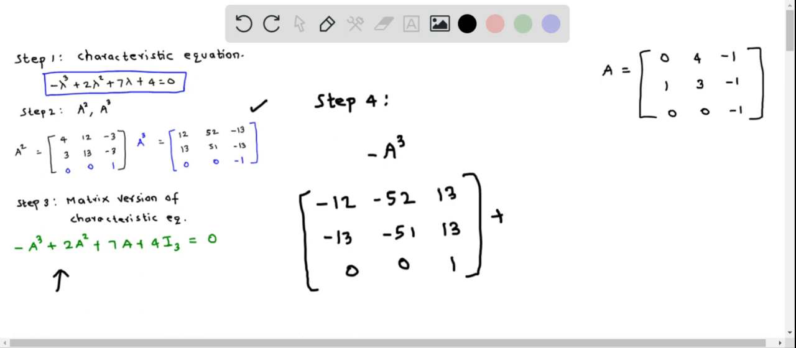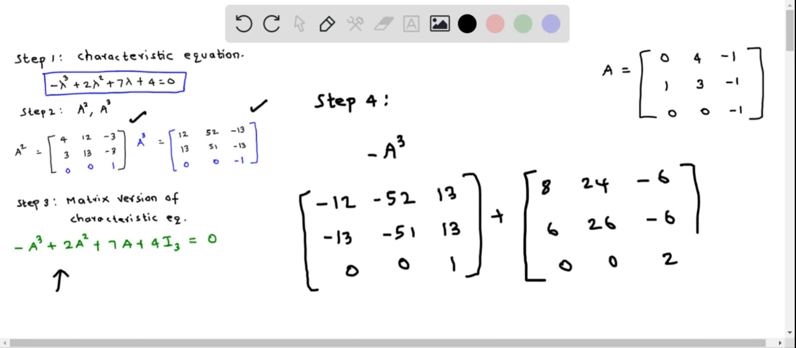And then I put plus 2 times A power 2. So this A power 2 matrix has to be multiplied with 2. I'm going to multiply each of the elements of A power 2 with 2. So therefore it will become 4 times 2 is 8, 12 times 2 is 24, negative 3 times 2 is negative 6, 3 times 2 is 6, 13 times 2 is 26, negative 3 times 2 is negative 6, and then 0, 0, 1 times 2 is 2. So this basically represents 2A cube. Sorry, this is 2A square.